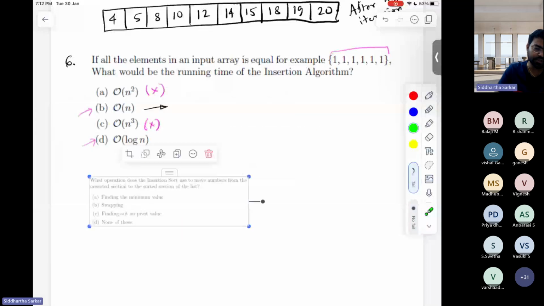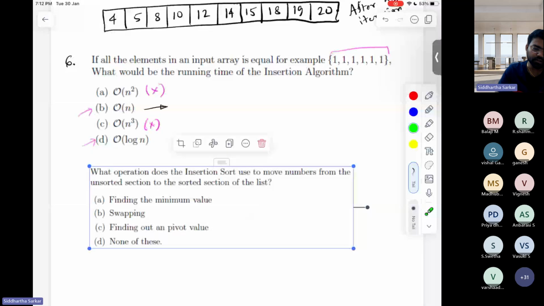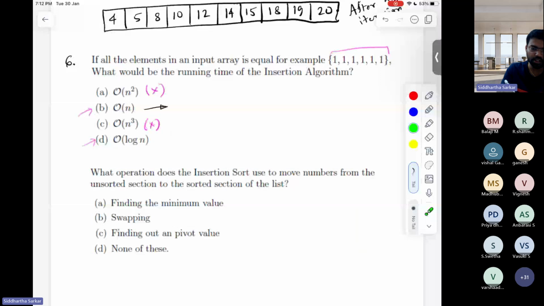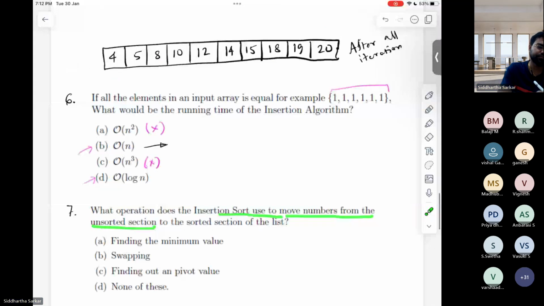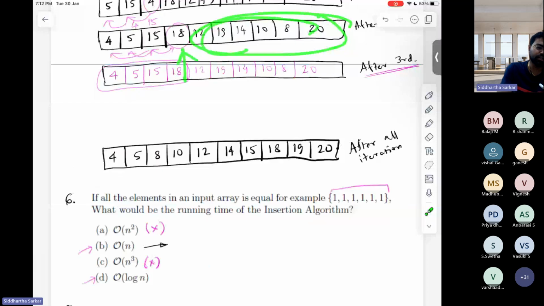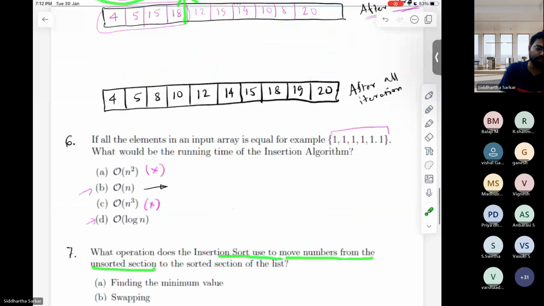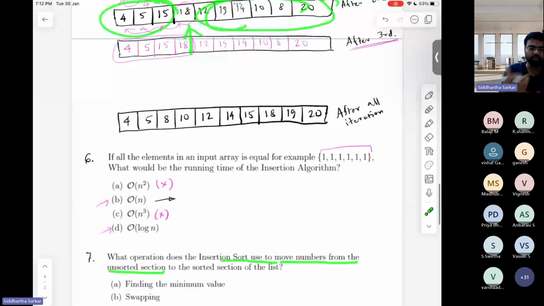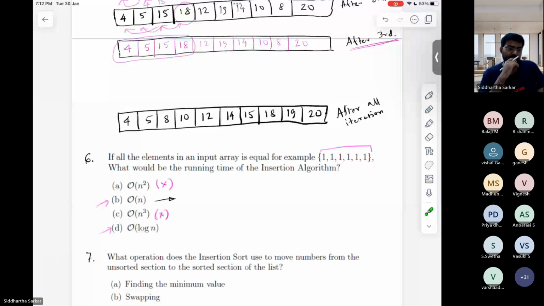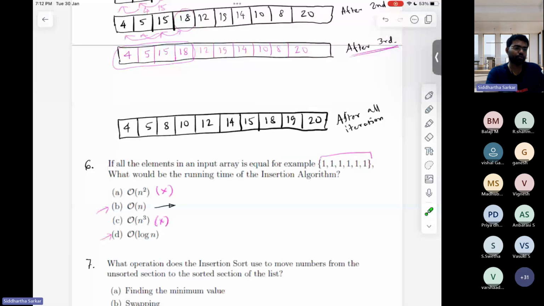Again on insertion sort, another question. Question 7. What operation does insertion sort use to move numbers from the unsorted section, that means this section, this is pivot, this section, and this is sorted section, from the unsorted section to the sorted section of the list? So you can look at this example. So we had to decide about 18. I mean, we had to sort of push it to the sorted section from the unsorted section in this iteration.